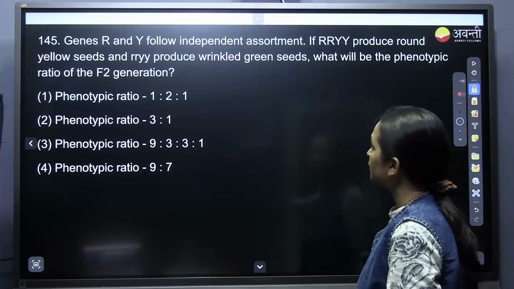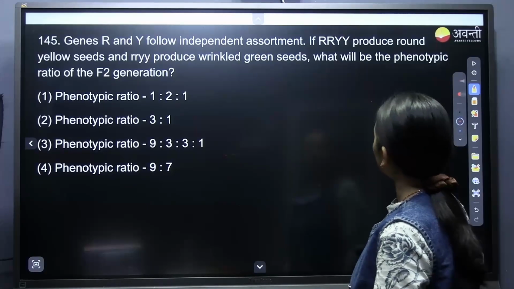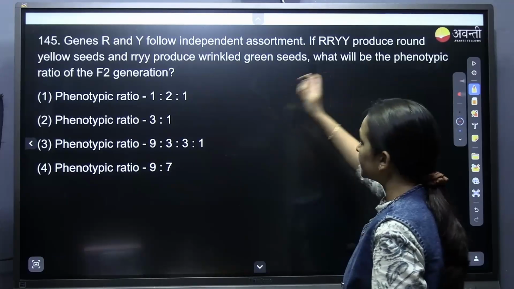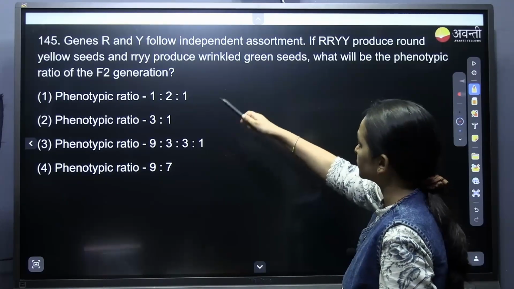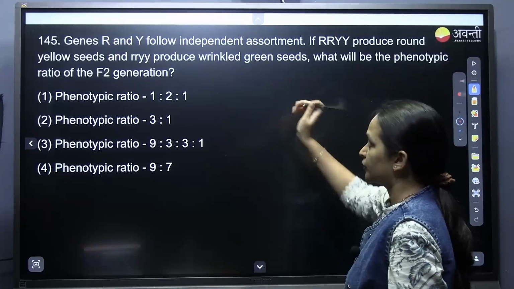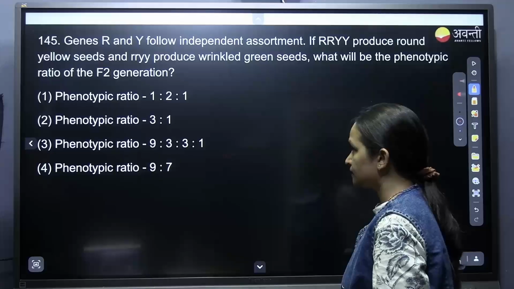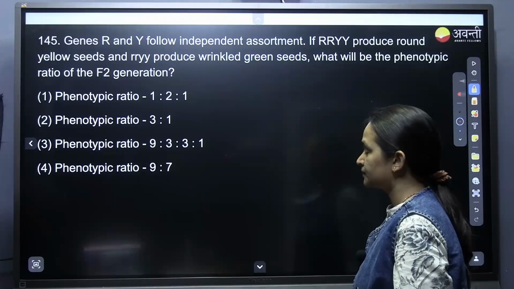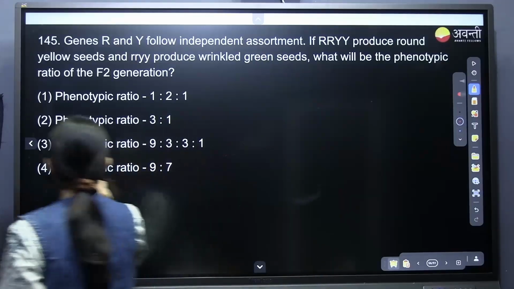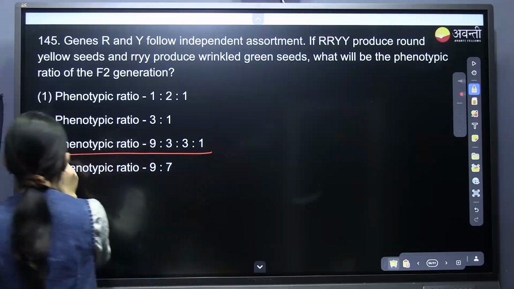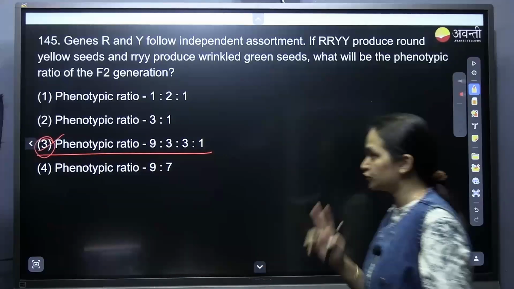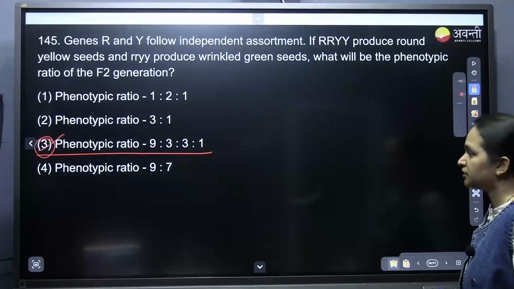Gene R and Y follow independent assortment. If capital R, capital Y produce round and yellow seeds, and small r, small y produce wrinkled green seeds, which will be the phenotypic ratio of the F2 generation? Easy. Which is the phenotypic ratio? 9:3:3:1 as a phenotypic ratio for F2 generation in a dihybrid cross. That is the correct answer.